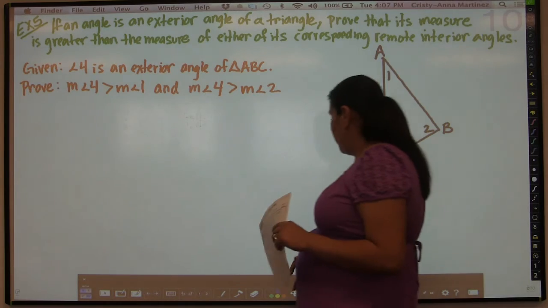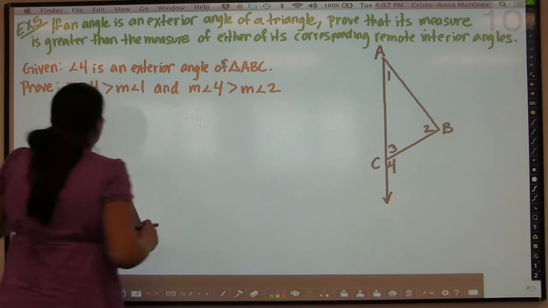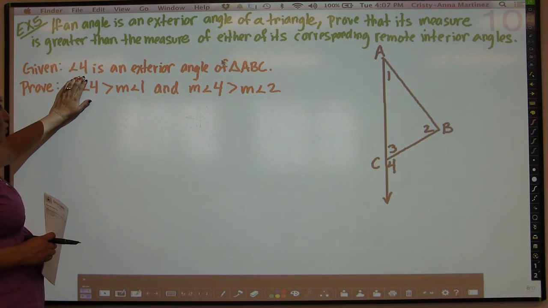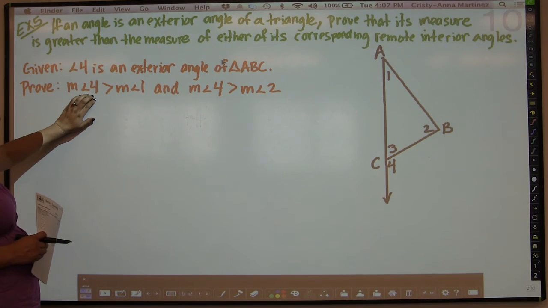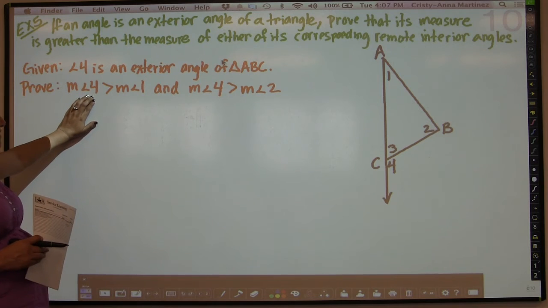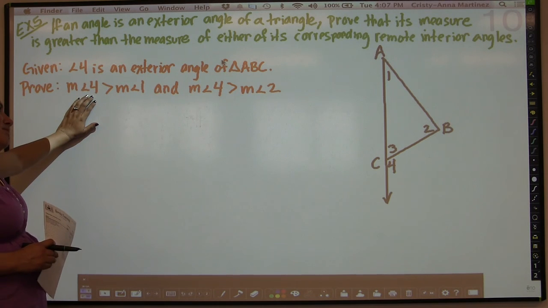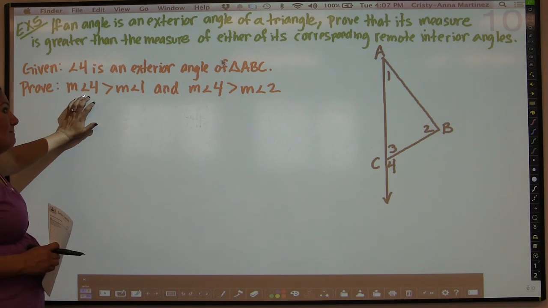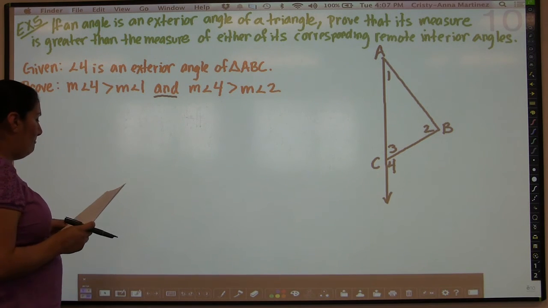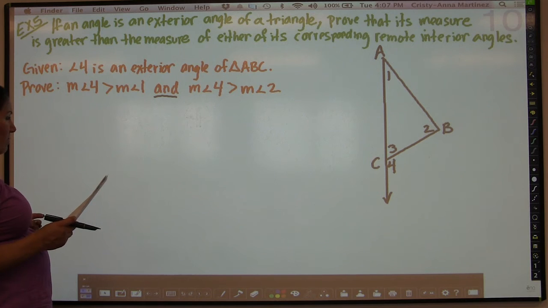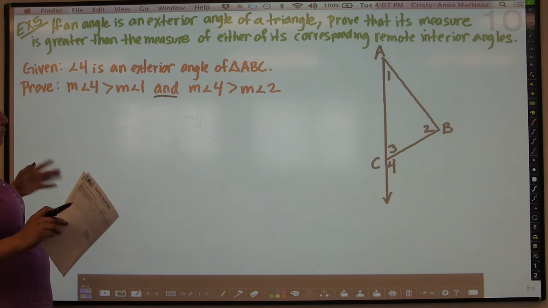So what I've done over here is translate that into my given. Given that angle 4 is an exterior angle of triangle ABC, they want us to prove that the measurement of angle 4 is larger than the measurement of angle 1, and that the measurement of angle 4 is greater than the measurement of angle 2. Now in this case you have an and, so you can't get away with only proving one of them.